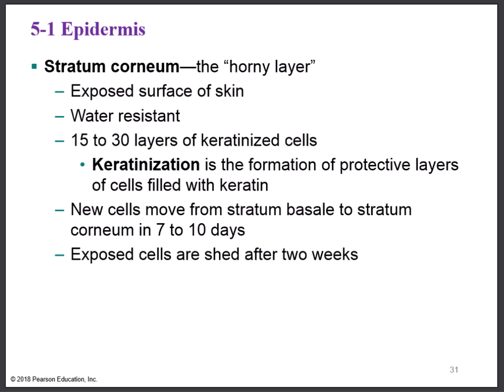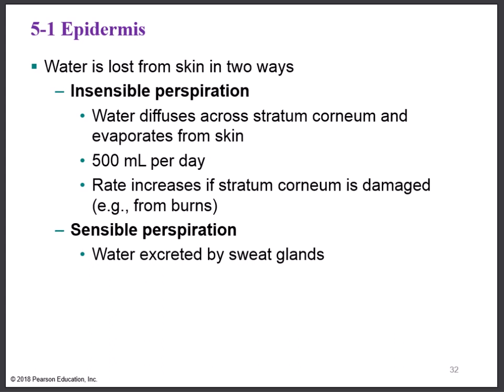Now, how long does it take for cells to get from the stratum basale to the stratum corneum? It's about a week. Figure 7 to 10 days. So when the cells are first made at the stratum basale, it takes a week to get to the stratum corneum, and the cells will stay in your stratum corneum for another 2 weeks, right? And then they'll shed off. But again, the good news is we have new cells from the stratum basale constantly replacing our sloughed off cells.